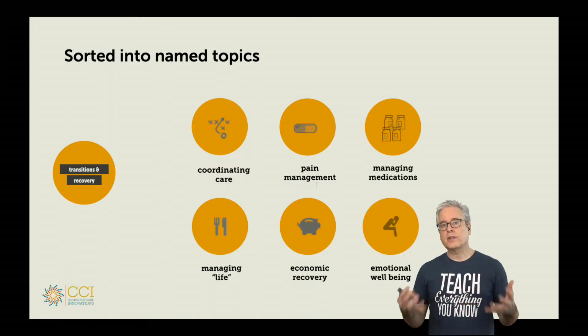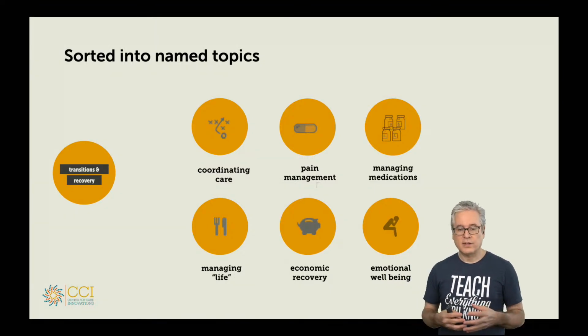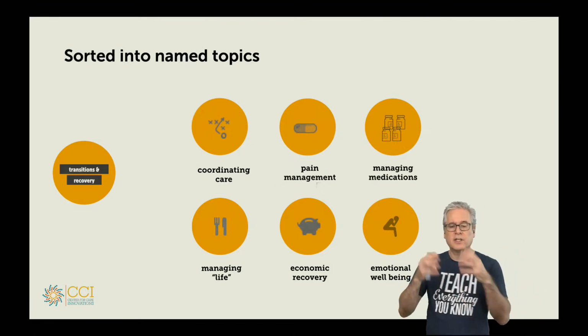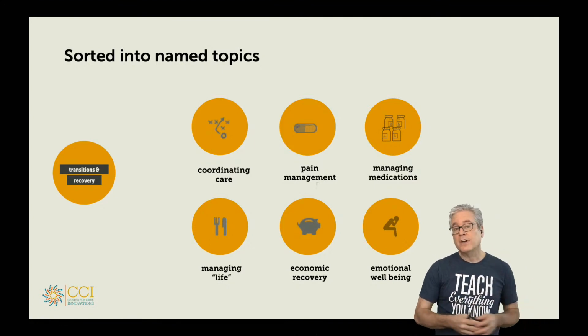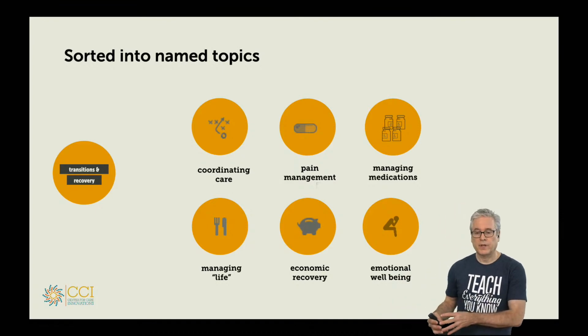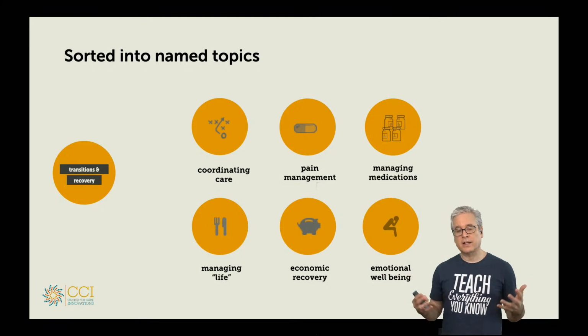We simply sorted those into topic areas. And in this case, you can see they bubbled up to coordinating my care because you're seeing different doctors, pain management, managing medications, managing life, the economic side, and my emotional well-being, behavioral health. So 6 categories in this case. There was a lot of data.